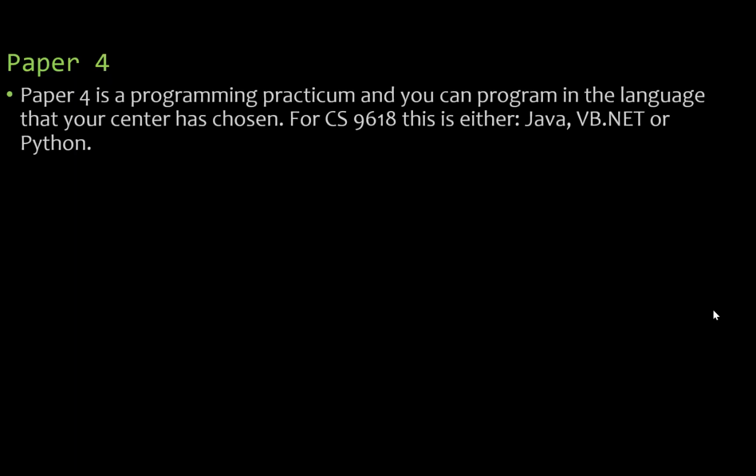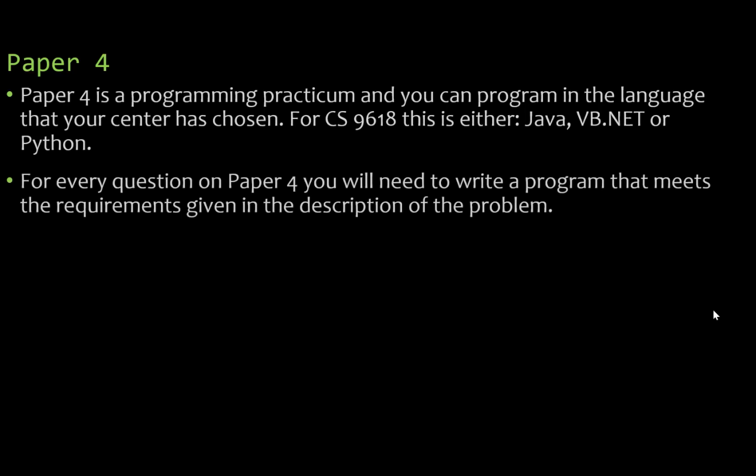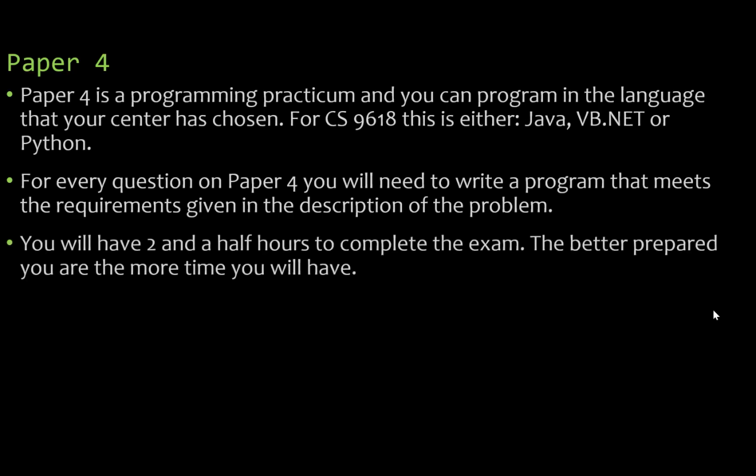Now, Paper 4 is a programming practicum, and you can program in the language that your center has chosen. For Computer Science 9618, this is either going to be Java, VB.NET, or Python. For every question on Paper 4, you'll need to write a program that meets the requirements given in the description of the problem. You'll have 2.5 hours to complete the exam. The better prepared you are, the more time you're actually going to have.